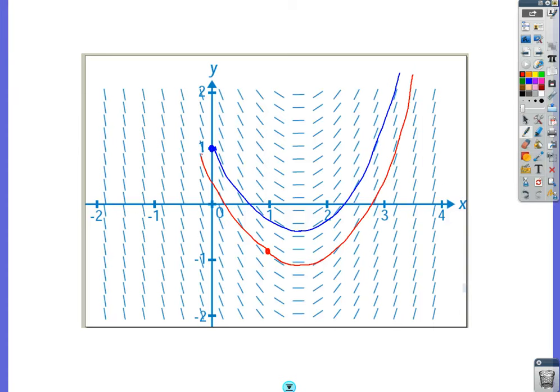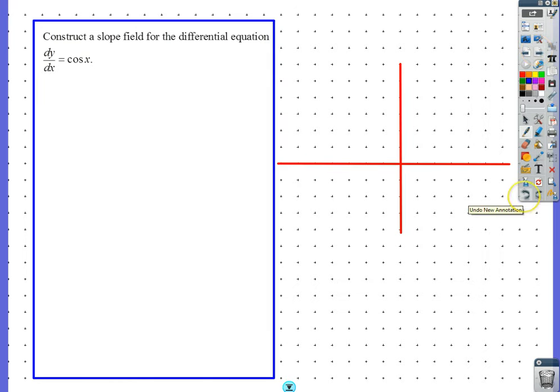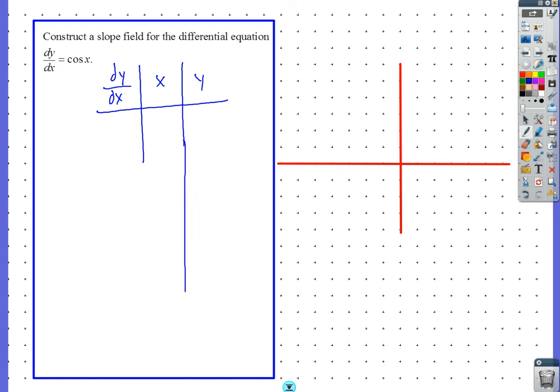So how do I create one of these slope fields? Excellent. I'm glad you asked. How do I create one of these things? Okay, well, what I'm going to do is create a chart. It's going to be dy/dx, x, y. Because in theory, these things should all rely on that.